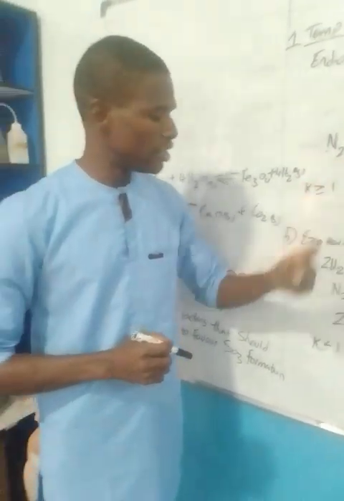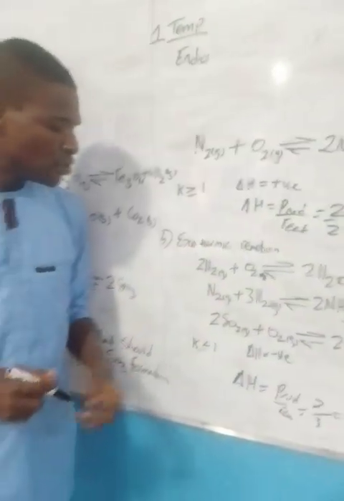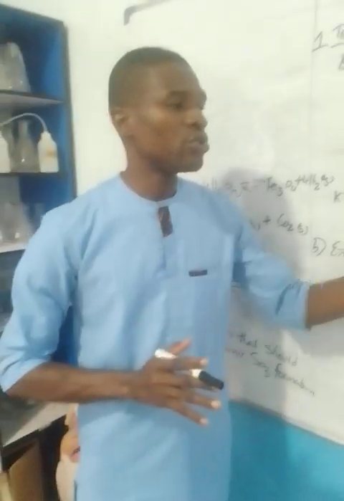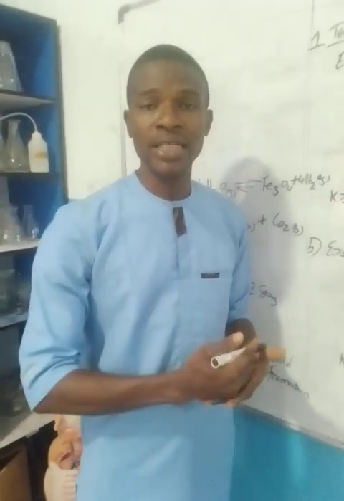Temperature can take place here. Pressure cannot take place here. Pressure can take place here. I told you earlier that for pressure to affect the chemical equilibrium, the number of moles of the reactants and products must not be equal and there must be gas.